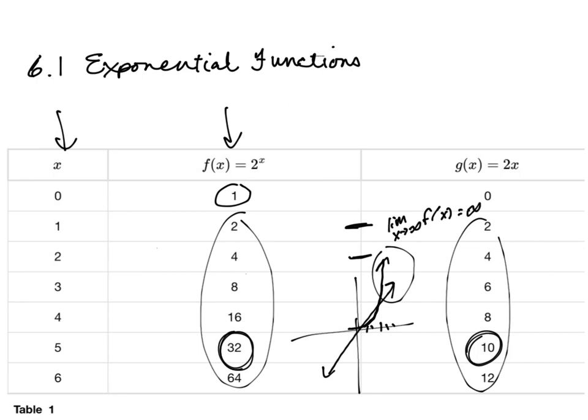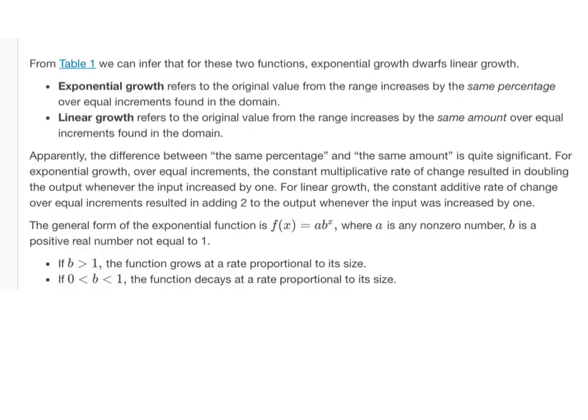Okay, good deal. So a lot of what we're talking about first is just conversation. It says exponential growth refers to the original value from the range increases by the same percentage over equal increments, versus linear growth increases by the same amount. Okay, so is it going to add the same stuff or is it going to multiply every time? If it's multiplying by the same number every time, it's exponential.